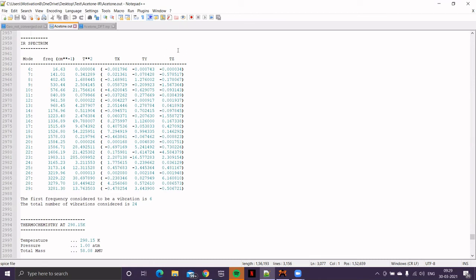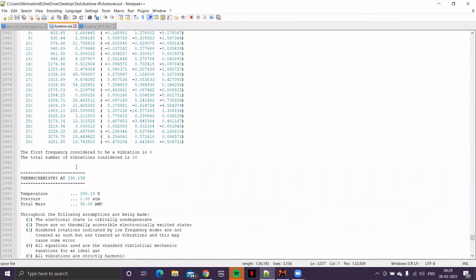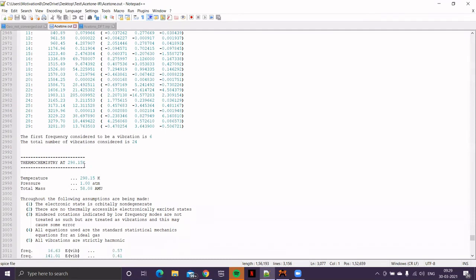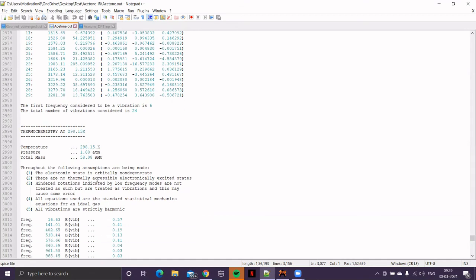So in addition to the information regarding the stationary point, another very useful piece of information which we get from the frequency calculation is the thermochemistry. We get all important thermodynamic quantities at standard condition, that is temperature 298.15 Kelvin, pressure 1 atmosphere. For that computation, they make some standard assumptions: the equations used are standard statistical mechanics equations for an ideal gas, and they assume the vibration to be strictly harmonic.